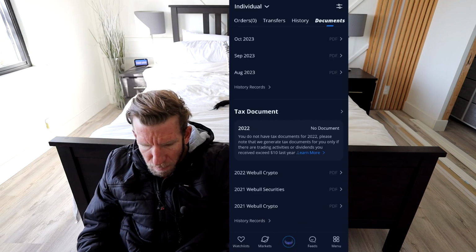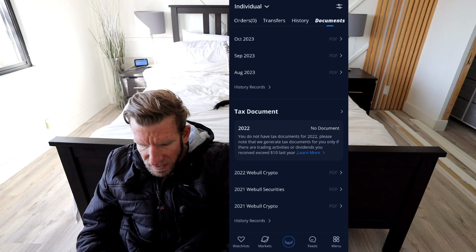Now down here at the bottom of the documents, because I invested early, I have my Webull crypto, Webull securities, and tax documents right here.